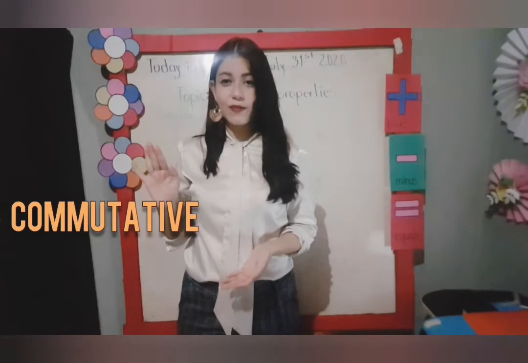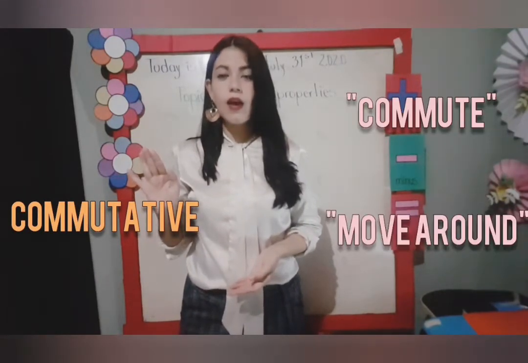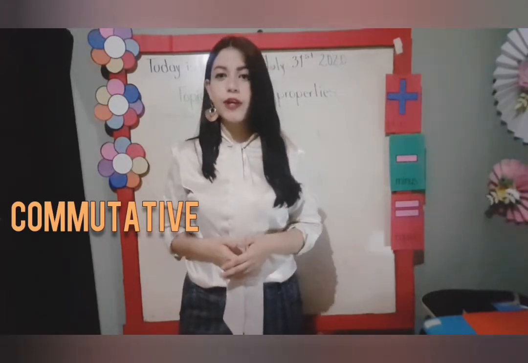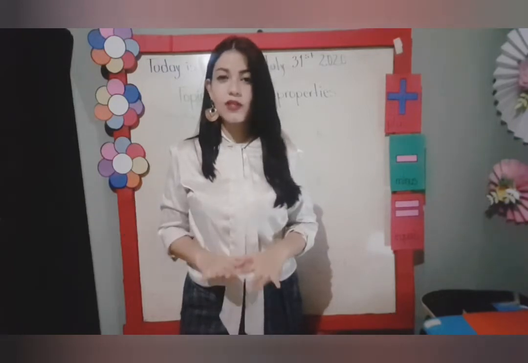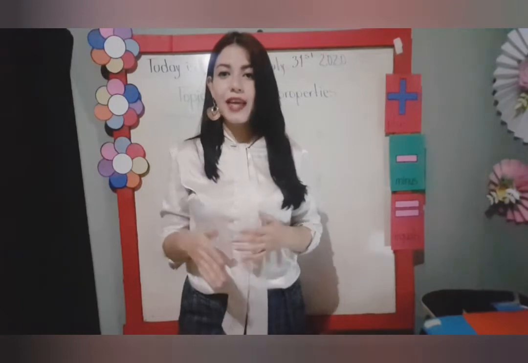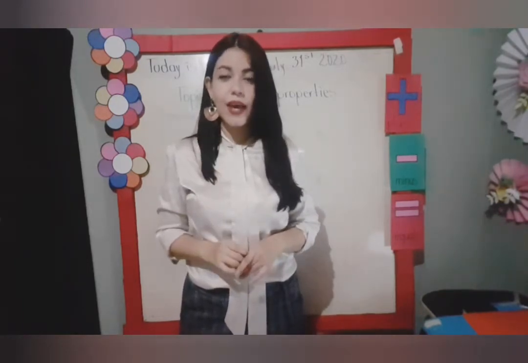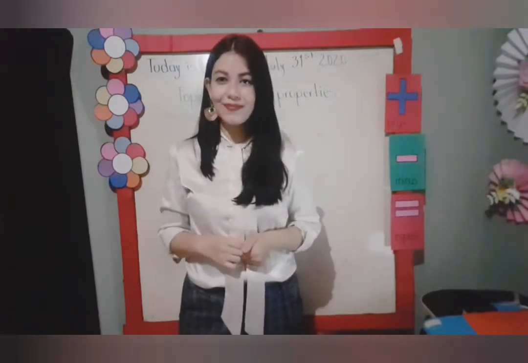The word commutative comes from commute, or move around. The commutative property refers to moving stuff around. So, for addition, I'm going to give you some examples about this. Please pay attention and copy the formula that I'm going to give you.